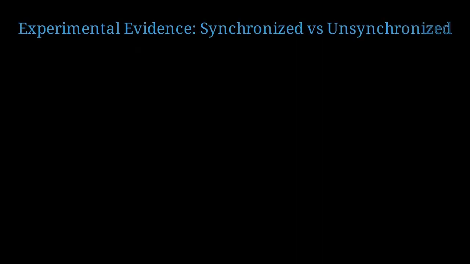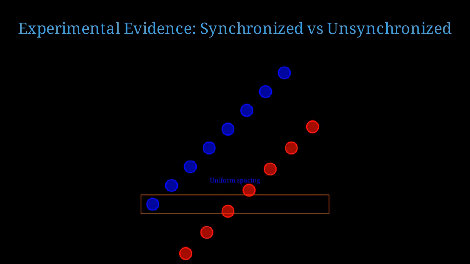Experiments have beautifully demonstrated these memory effects. Let me describe a classic experiment. When droplets are generated with precise timing, they form uniform trains. But when generation is irregular, downstream spacing becomes erratic because each droplet carries different memory.